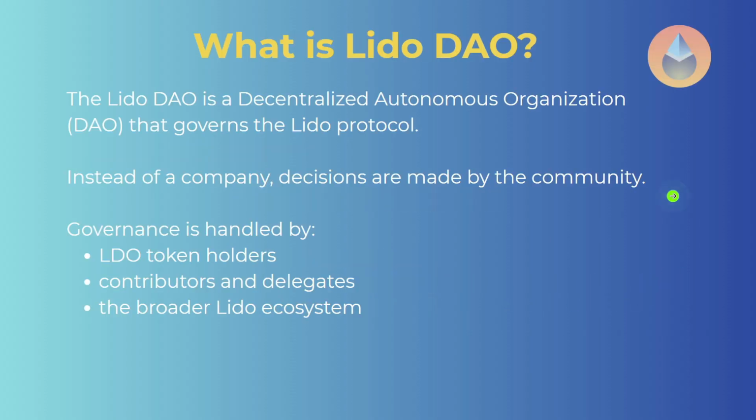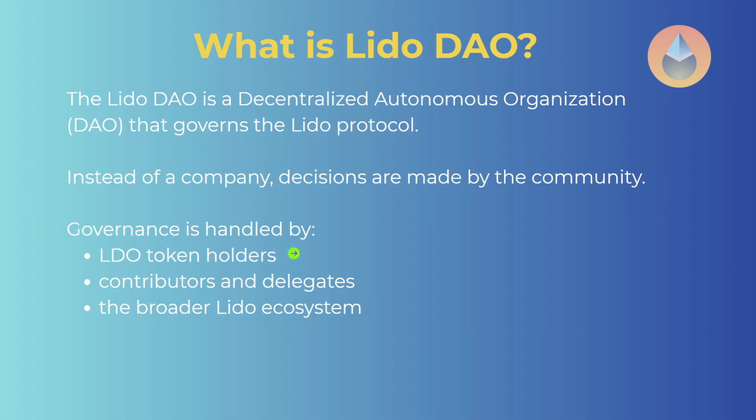So let's talk about the protocol governance. What is the Lido DAO? The Lido DAO is a decentralized autonomous organization that governs the Lido protocol. If you don't know what a DAO is, it is very simple. It is an organization that is run by smart contracts. So instead of having a company where decisions are centralized in a group of people, here the whole community can take part in the decisions of the DAO.